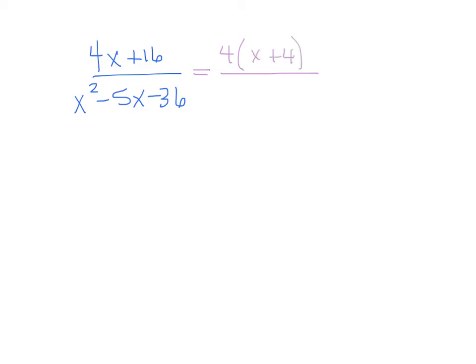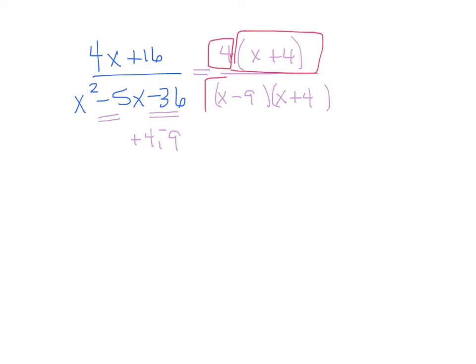On the bottom, I need to factor this into 2 binomials. Okay, x and x at the beginning. We're looking for factors of negative 36 that are going to add to be negative 5. So 36 is 4 and 9, and if I make it a negative 9 and a positive 4, I would get my negative 5. Okay, so now I have multiplication. I'm going to circle things just so you see I have 4 times x plus 4, and I have x minus 9 times x plus 4.